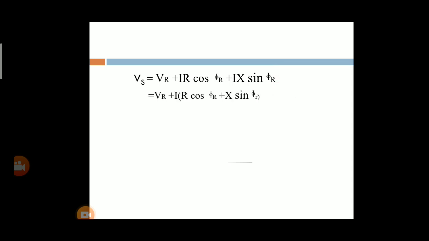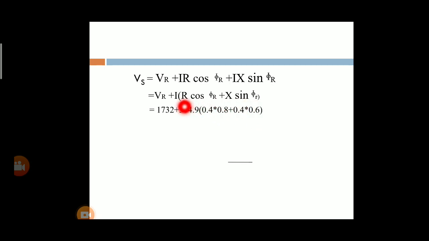In this equation, taking the I term common, it is written as Vs equals VR plus I into R cos phi R plus X sin phi R. By substituting the values, VR is 1732, the receiving end voltage, plus I, the line current we calculated, 384.9, into R, which is 0.4, into the power factor, which is 0.8, plus X, which is also 0.4, into sin phi R.